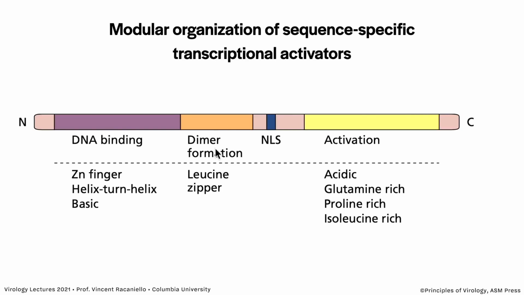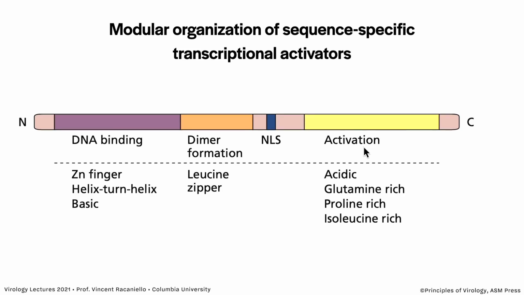Now then we have a part of the protein that allows it to dimerize, because most of these transcription proteins that bind DNA do so as dimers. And a leucine zipper is a very common dimerization motif. There's a nuclear localization signal. You need that, right? Because these proteins are made in the cytosol, but they're going to work in the nucleus on DNA, for many viruses and for our cells, of course. So you need an NLS to get in.